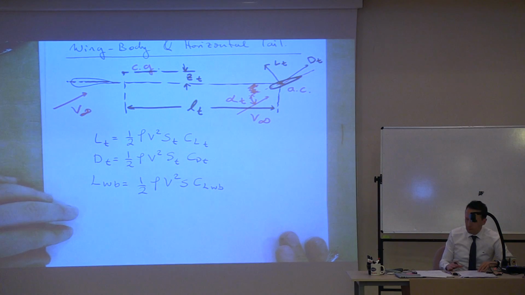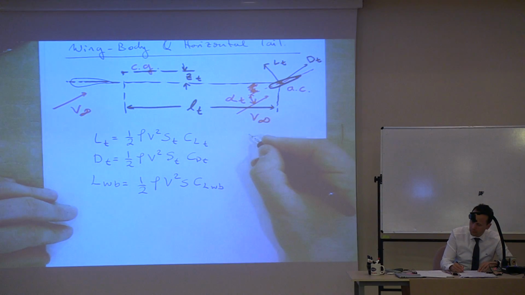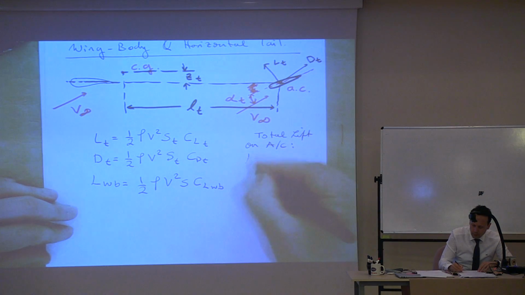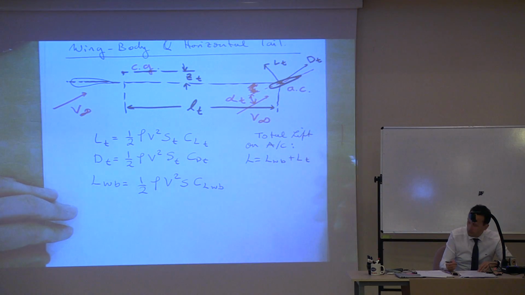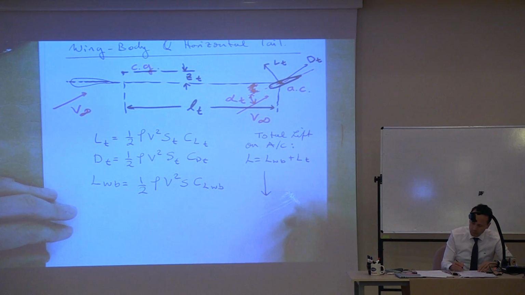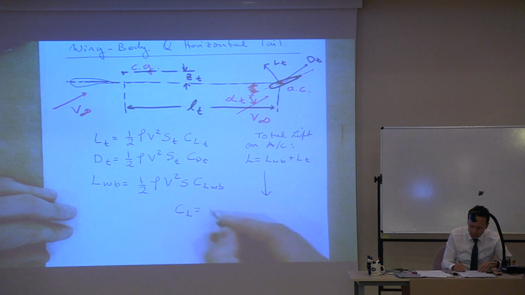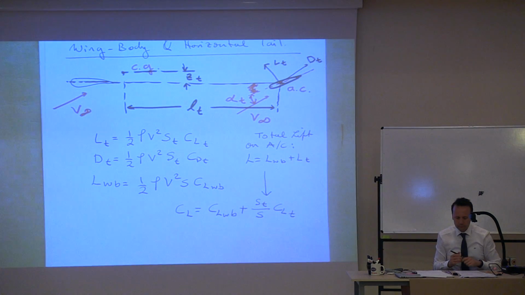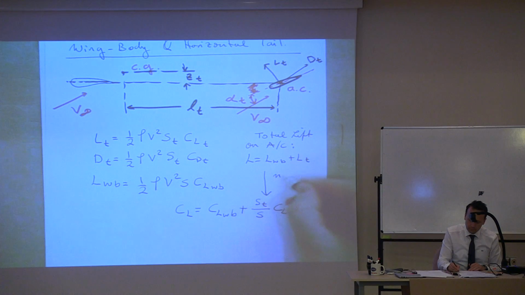Right? So the total lift on the aircraft is lift of wing body plus lift of the tail. Right? And if you non-dimensionalize this, you arrive at that. CL is equal to CL wing body plus ST divided by S times CLT. If you non-dimensionalize this.